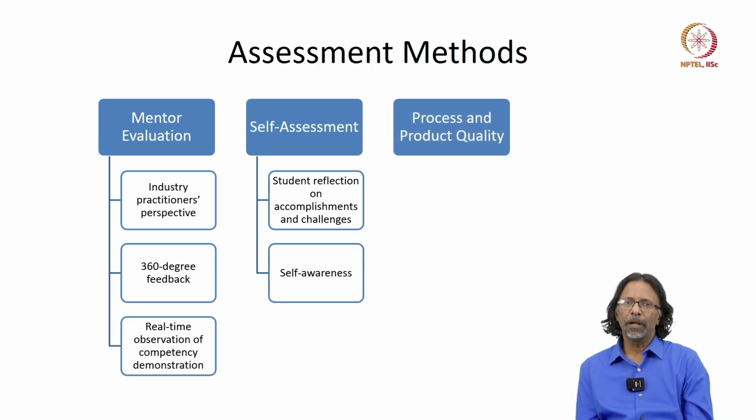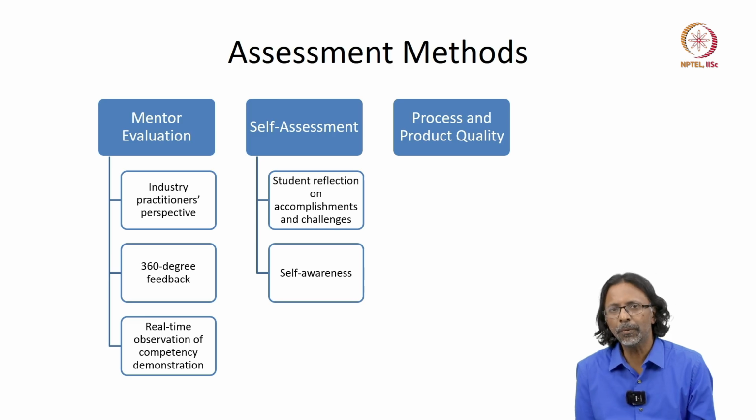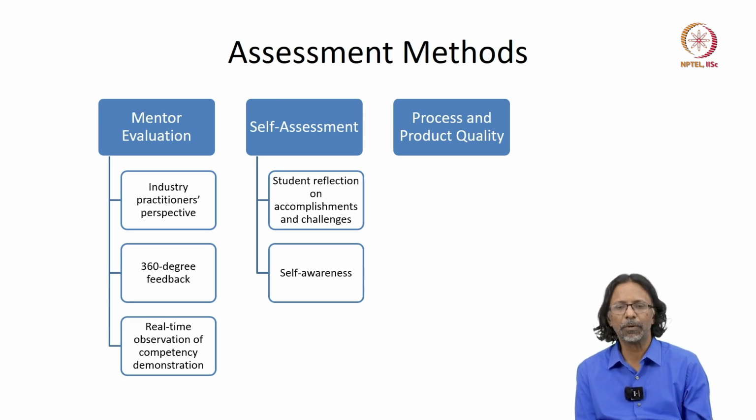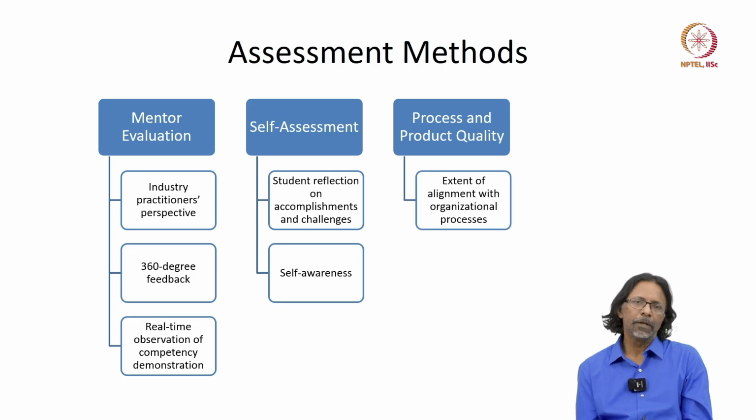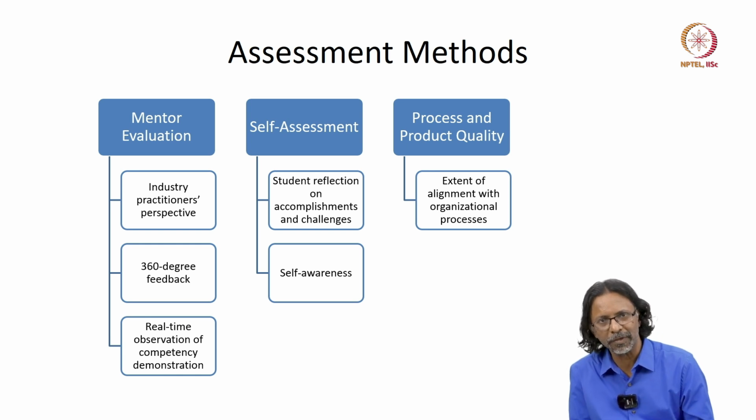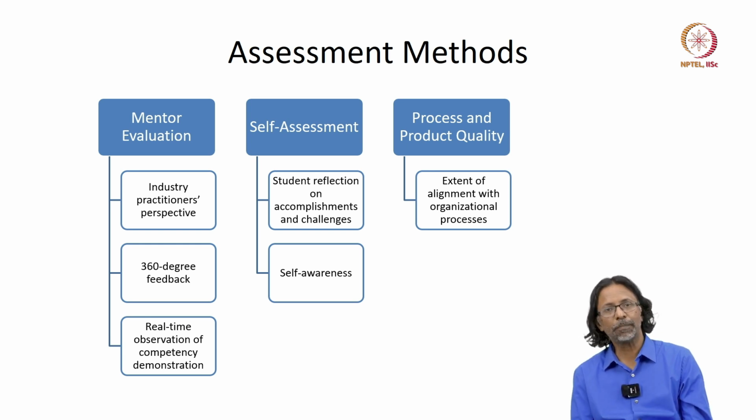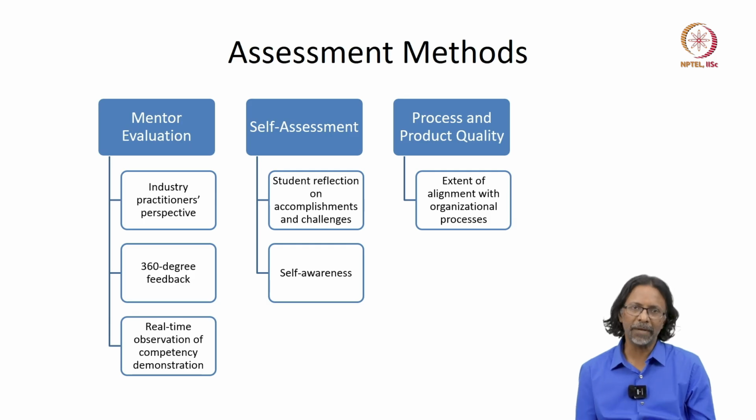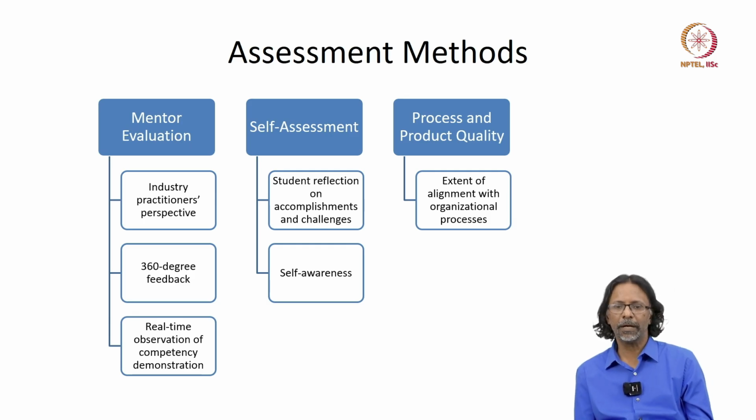And overall, we also have to create mechanisms to observe process and product quality. Okay, so by process quality, this is the extent of alignment with the organizational process, right? So we talked about professional values and ethics and so on. All of these things can be easily noticed or observed and evaluated using the organizational process.